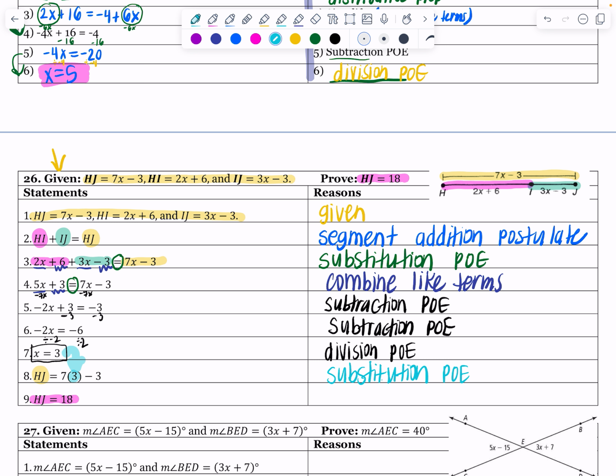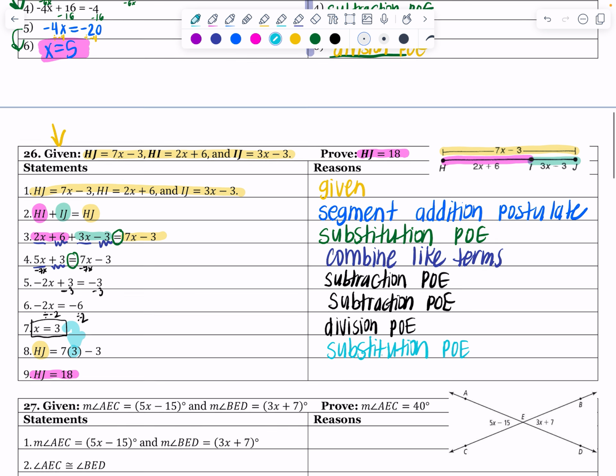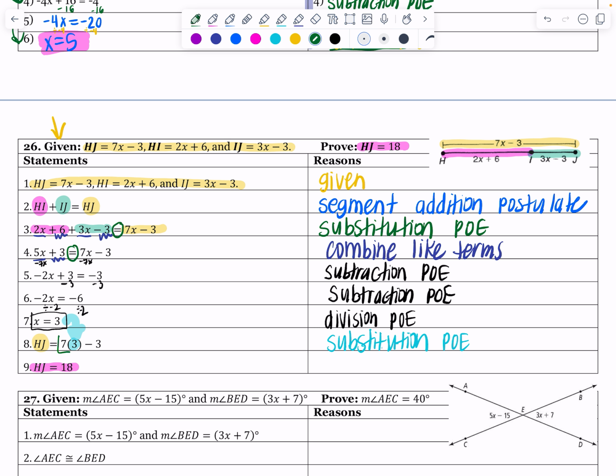I can plug that into an equation. I can substitute into an equation. And then we take that right-hand side. Since we're only doing it to one side of the equation, that is going to be simplify. Whenever you do 7 times 3, you get 21, and 21 minus 3 is 18. So I simplified just one side. HJ equals 18 is what I was trying to prove, and that is how I got there.